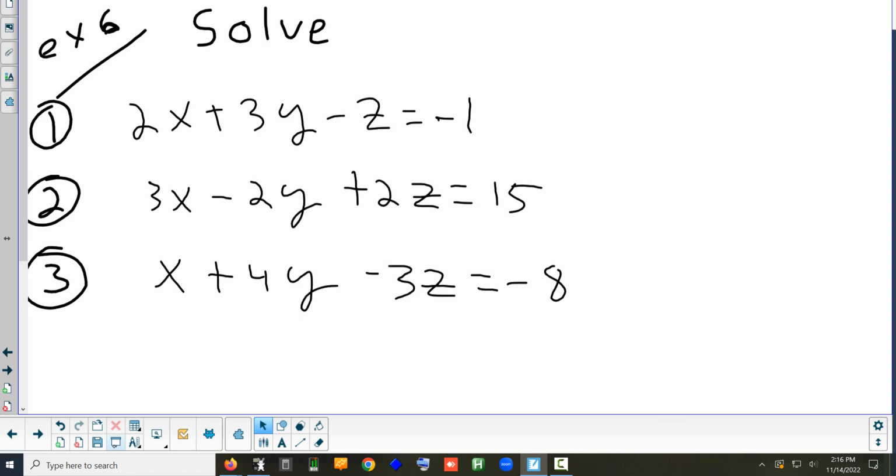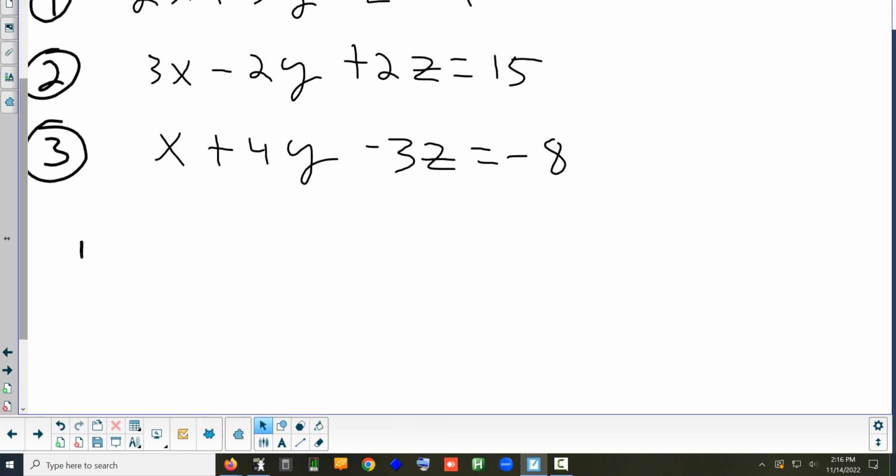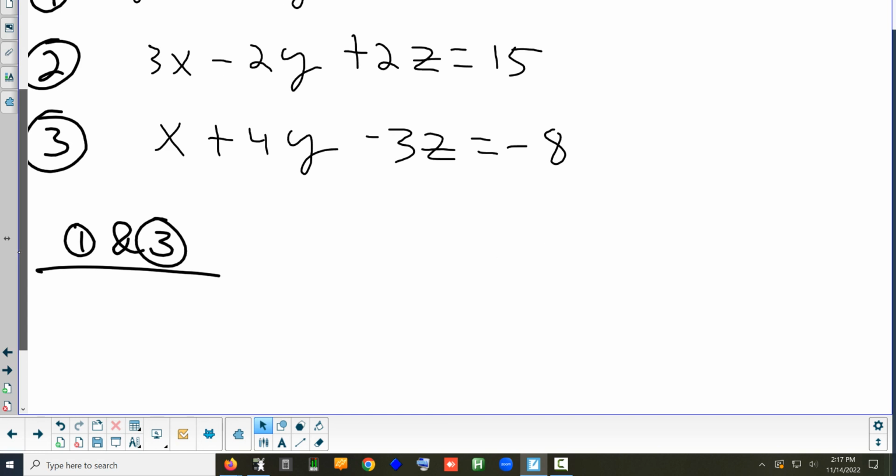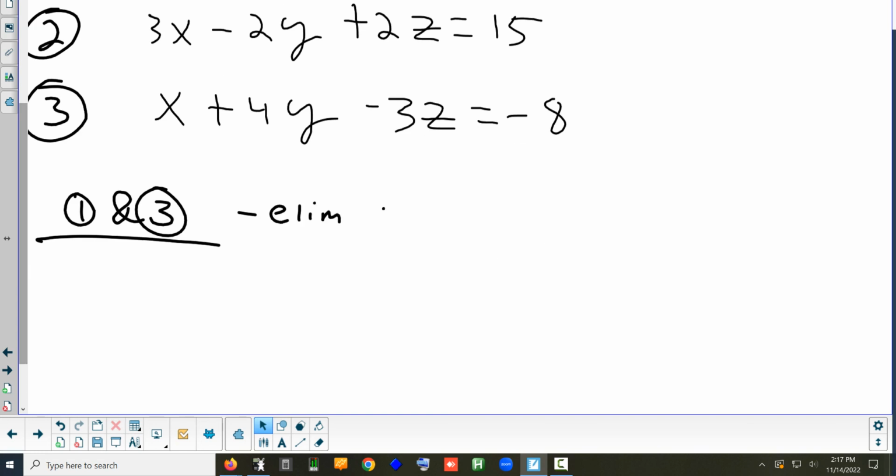Now you have to pick another equation, because every step you're always working with 2 equations. Let's pick equations 1 and 3. What variable do you think we could eliminate pretty easily in equations 1 and 3 by multiplying equation 3 by something? Yeah, we can get rid of the x's. So I'm just going to write that here. Eliminate the x values.